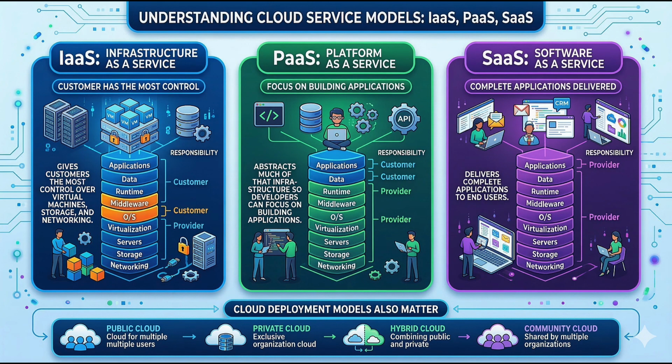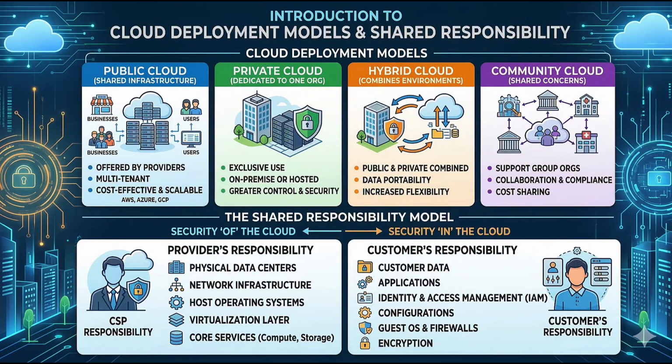Deployment models also matter. Public cloud is shared infrastructure offered by providers. Private cloud is dedicated to one organization. Hybrid combines multiple environments. And community cloud supports organizations with shared concerns. One final concept is the shared responsibility model. The provider secures the cloud infrastructure, while the customer remains responsible for how identities, data, applications, and configurations are managed inside that environment.